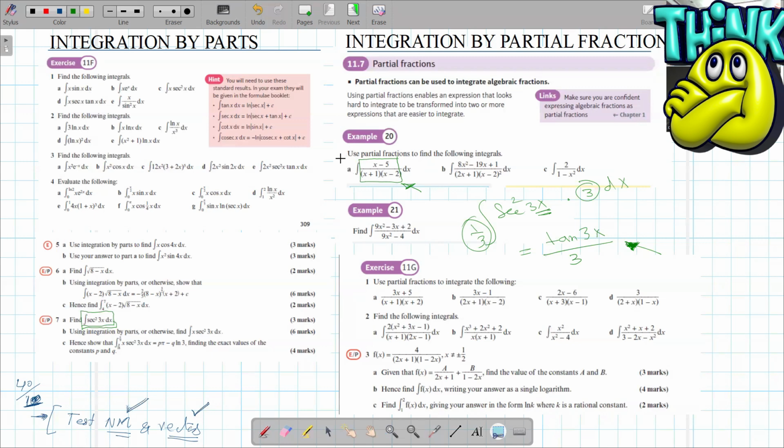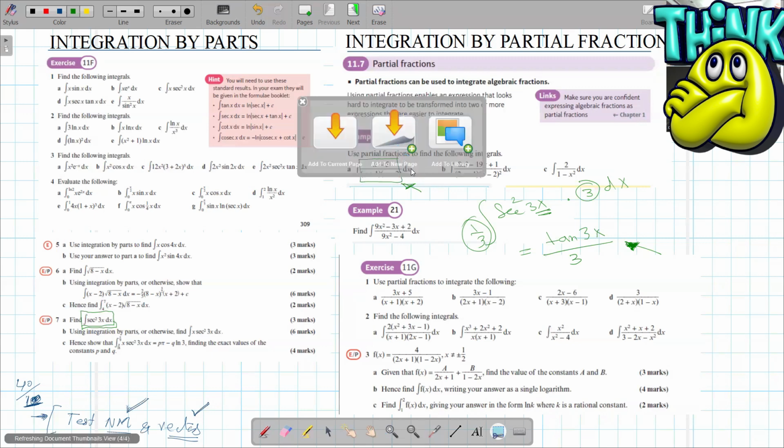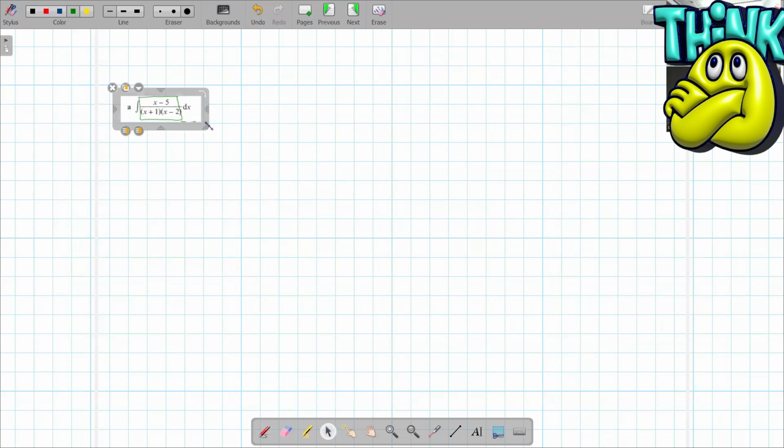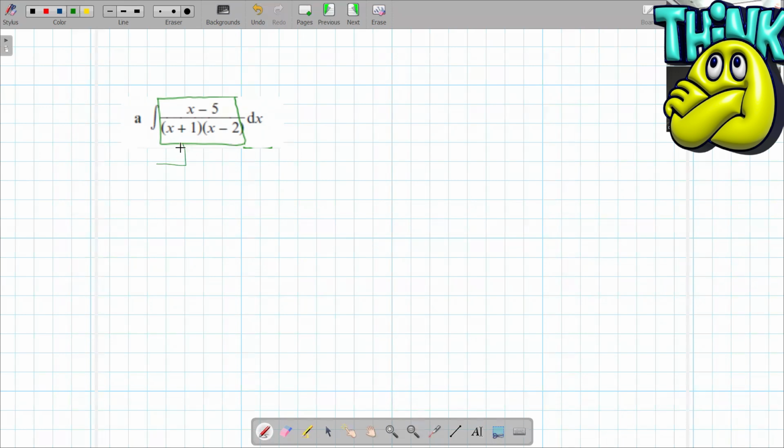Yes, you make A over one of the factors and then plus B over a different factor, and then you compare the coefficients. Because this is a fraction, you need to divide it into two or as many fractions as there are factors of the denominator. How many factors are there in the denominator? There are two linear factors. Now in this example, we have linear factors in the denominator.